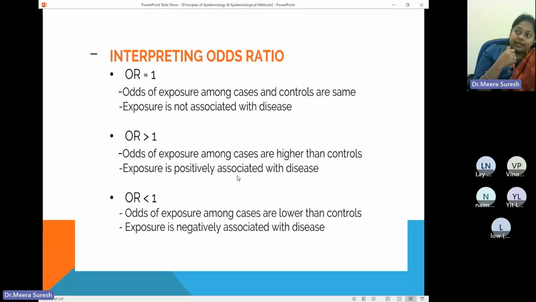And if it is less than 1, there is an association there also, but it is negatively associated. And what is meant by negatively associated? It means the exposure is not a causative one, but a protective one.